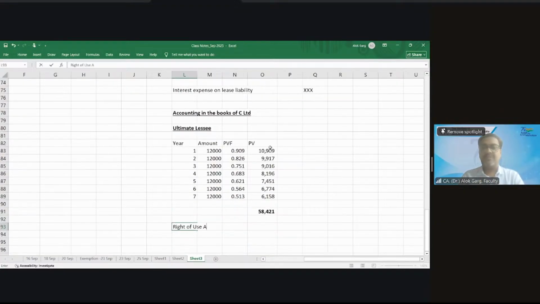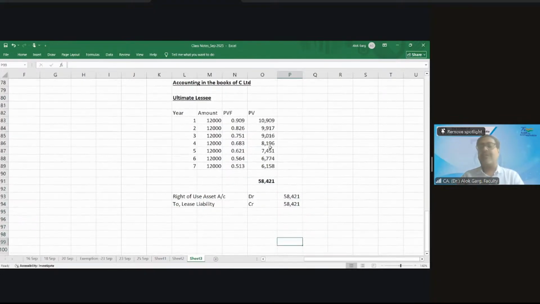Right of use asset account debit to lease liability. Write it. So he is the one who will recognize the right of use asset. Okay. Perfect. Clear? Yes, sir.